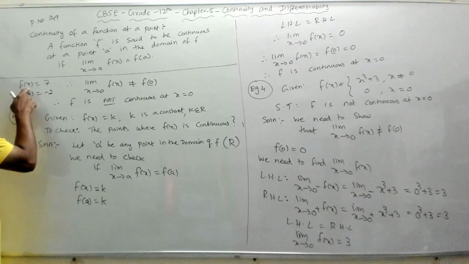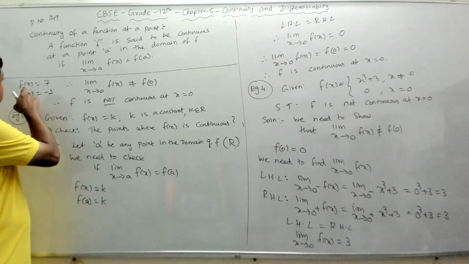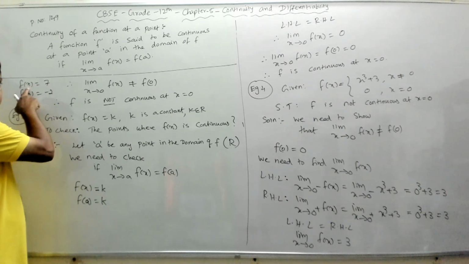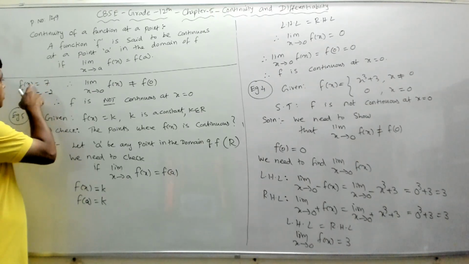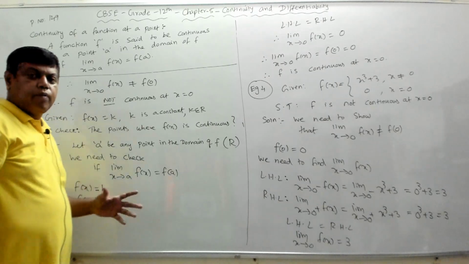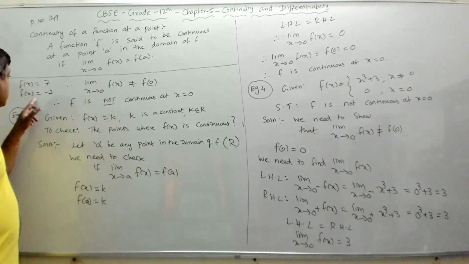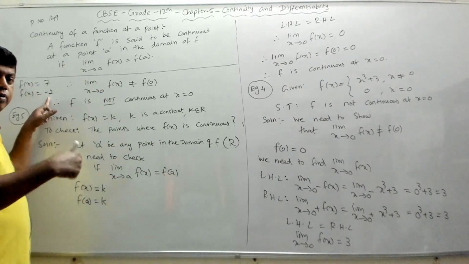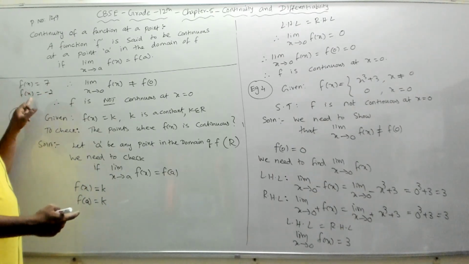Like here, if f of x is 7, and I ask you what is f of 1, when I put x equal to 1, I'll get 7. F of 2 is also 7, f of 3 is also 7, f of 4 is also 7. Any value we put for x, the answer is 7. For this constant function, for any value we put for x, it will be minus 2. F of 1 is minus 2.